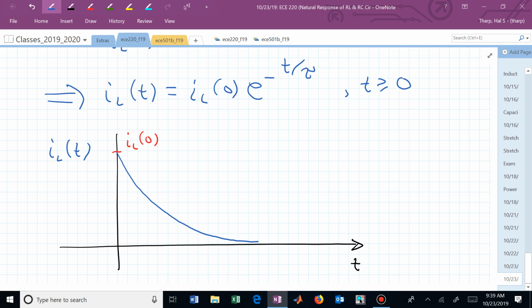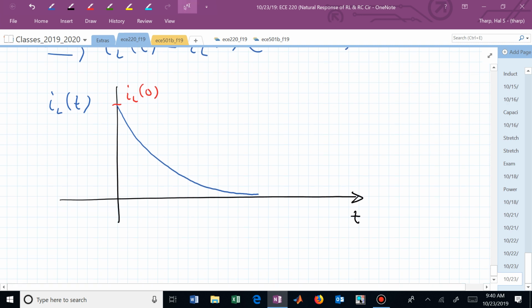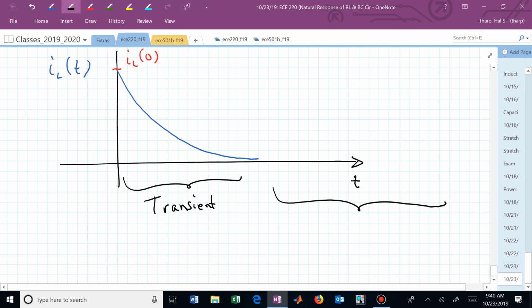Theoretically, do we ever get to 0? No, but practically we get there pretty fast. We are going to sort of block this waveform into one period that we will call the transient interval, and then we have this second interval where it's effectively at 0, and that's its steady state value.